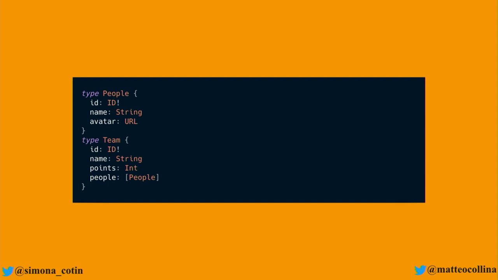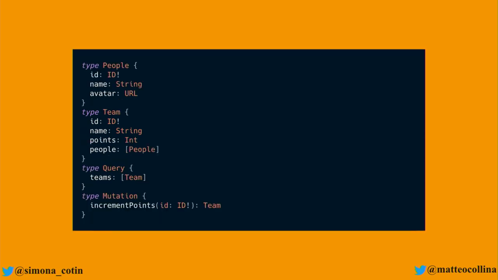But we can also add a Team, for example, which also has some other properties: ID, a name, but also points, and it can also contain an array of people. But still, those are types, right? So where are the queries? Because I saw there was a user query before. I can't just query the types directly. Well, in order to query, we need to define a type Query and attach the root queries to it.